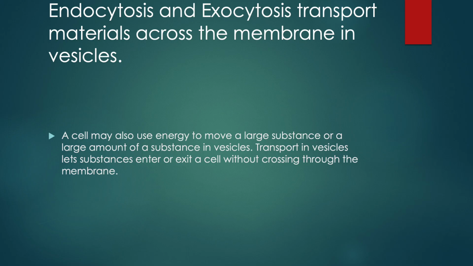Taking a look at endocytosis and exocytosis, sometimes a cell may need to use energy to move a large substance or large amounts of a substance. To do that, they would move those substances in vesicles. When they're transported in a vesicle, it allows that substance to enter or exit the cell without having to cross the cell membrane.